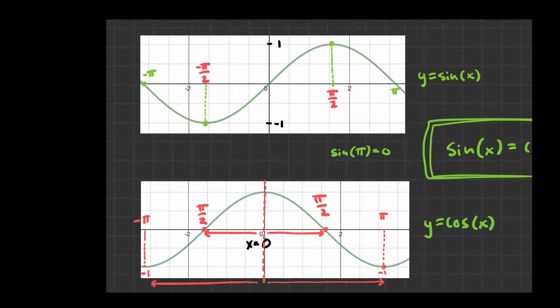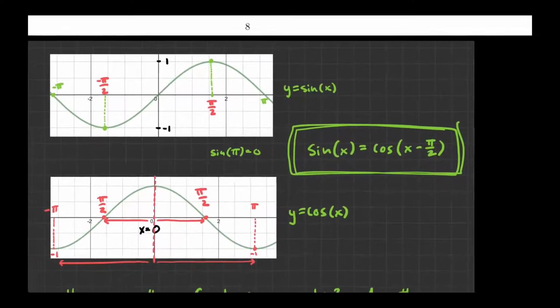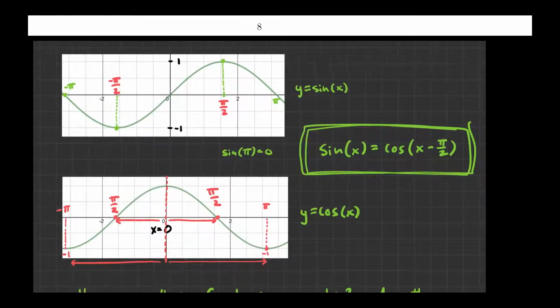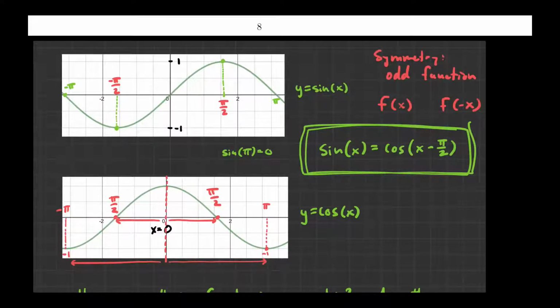So we have a word for this. We have words for this. So we call the first type of symmetry an odd function. So the symmetry here, we describe that as an odd function. And an odd function says that if I take a function and I compare it with the negative of that same value, what ends up happening is that one of them will be negative.